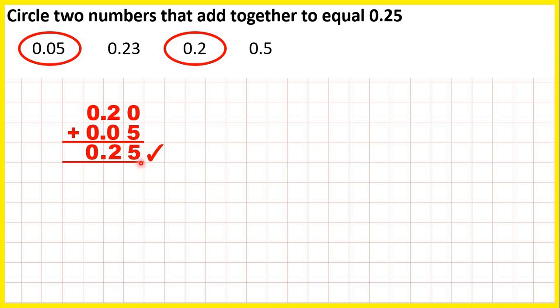Now lots of children, when I was marking this, wrote 0.23 and 0.2, thinking that you could add the 2/10 to the 3/100 to get 5/100. But if we have 0.23 plus 0.2, we need to line up the decimal points, and then that gives us 0.43, not 0.25.